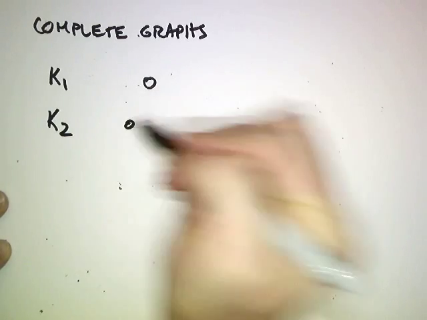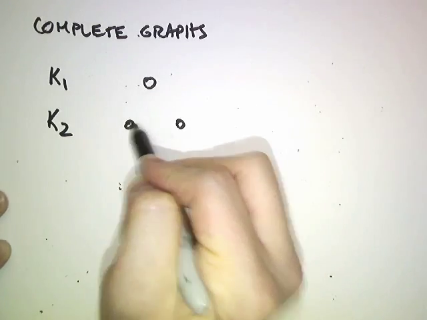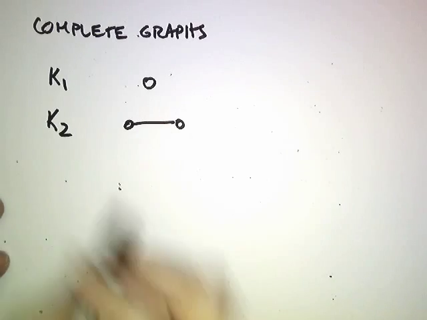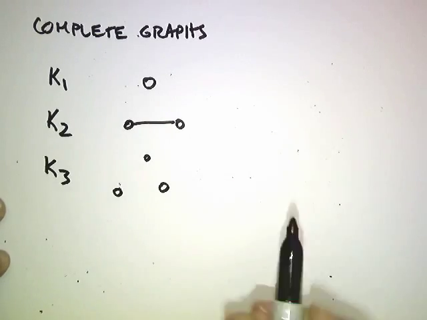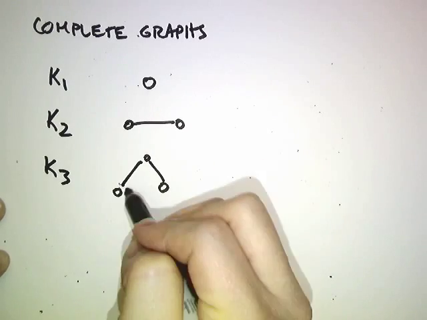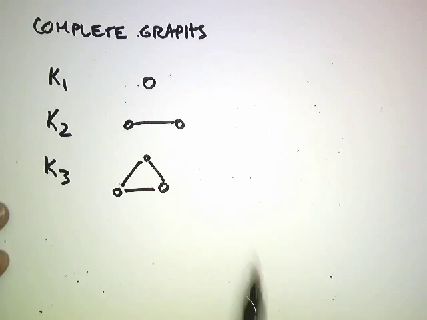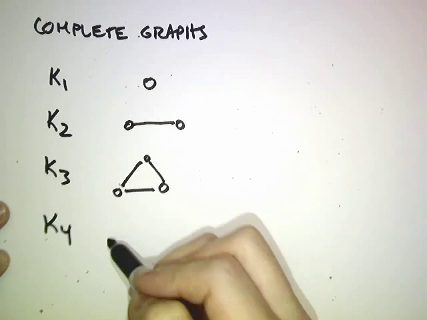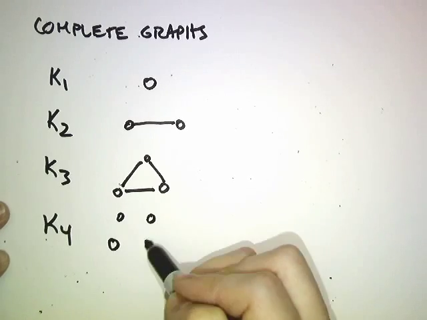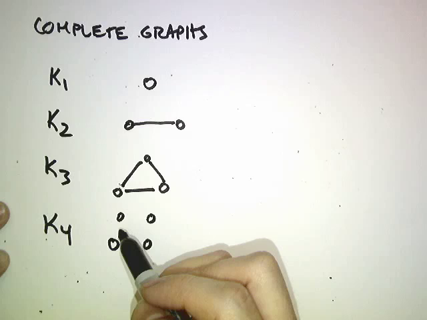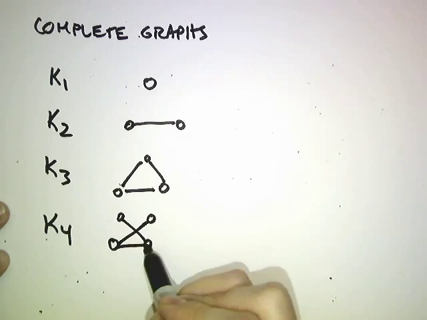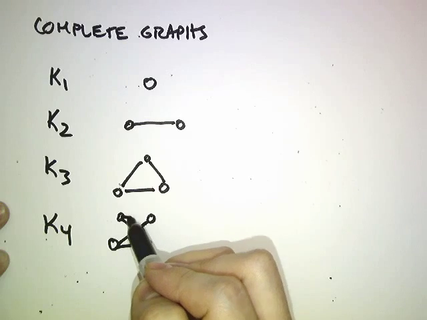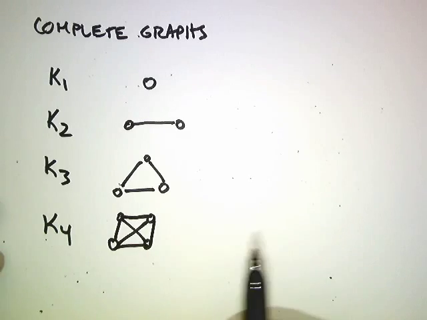K2, well, I have two vertices. I can take one edge, so I'll take it. K3, I have three vertices. There can be three edges, so I take all of them. K4, well, there can be 1, 2, 3, 4, 5, 6 edges here. So I'm going to take all of them.